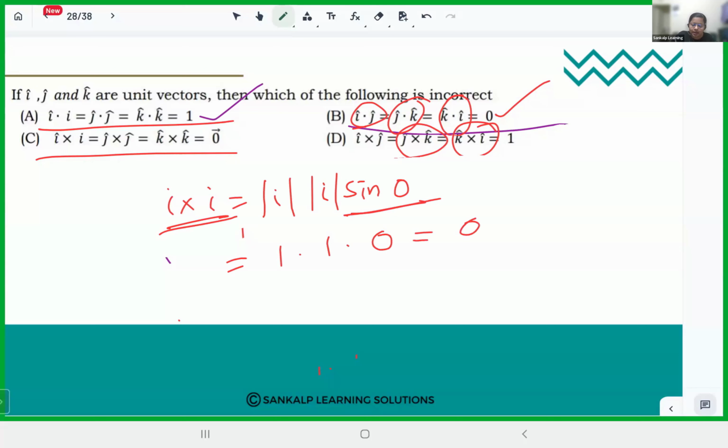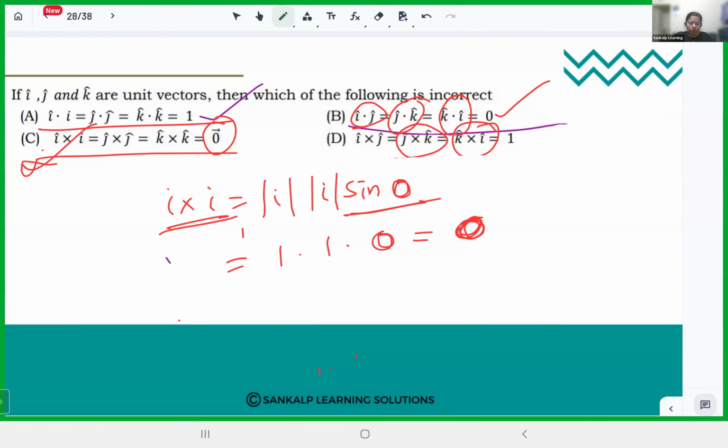What is i cross i? It is actually sine 0, which gives 0. It is a scalar quantity 0. But here they have given it as a vector quantity, vector 0. So we can say that option C is incorrect.